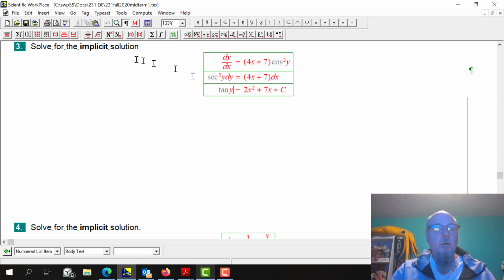Okay, let me stop here. It's implicit, so I don't want to solve for y. They don't give me an initial condition, so I'm done. I can't find the c.